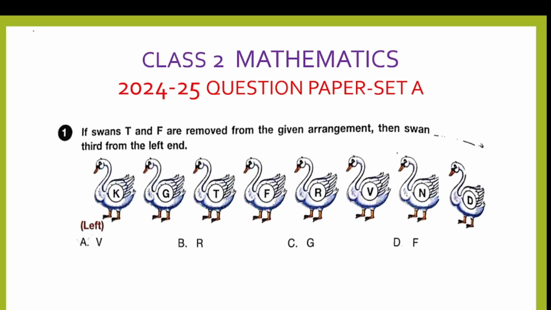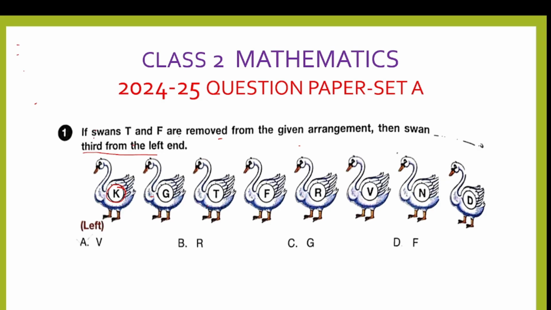First question: if the swans capital T and capital F are removed from the given arrangement, then swan dash dash is third from the left end. So here we have given some swans. We have given their names just like K, G, T, F, R, V, N and D.